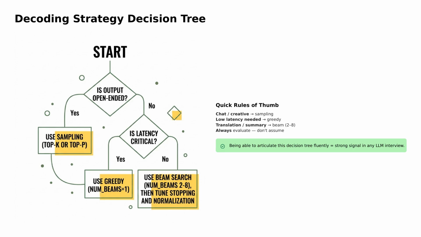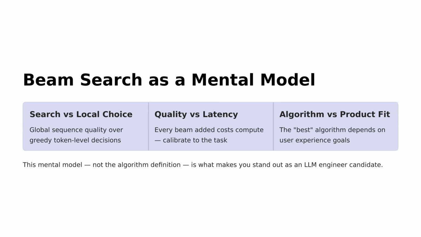Here's the quick decision tree I'd use in practice. If the task is open-ended, like chat or creative writing, use sampling to keep outputs varied and natural. If latency matters most, go with greedy decoding. For structured tasks like translation or summarization, beam search. Usually somewhere between 2 and 8 beams is a solid default. And most importantly, always evaluate on your actual use case instead of assuming one strategy is best.